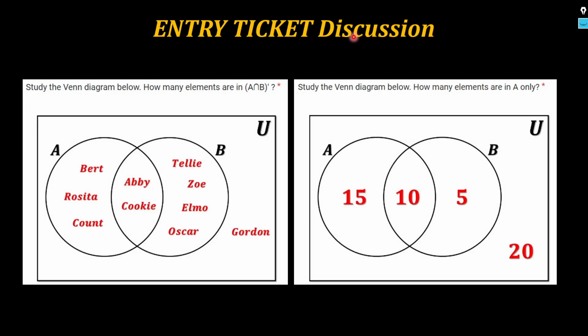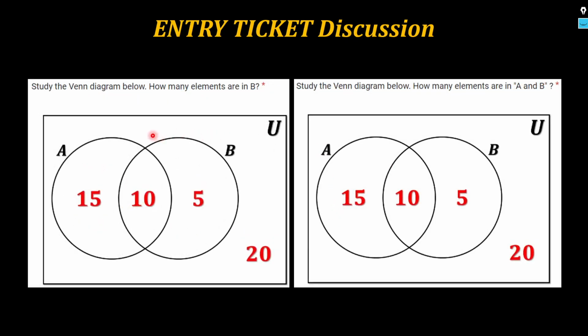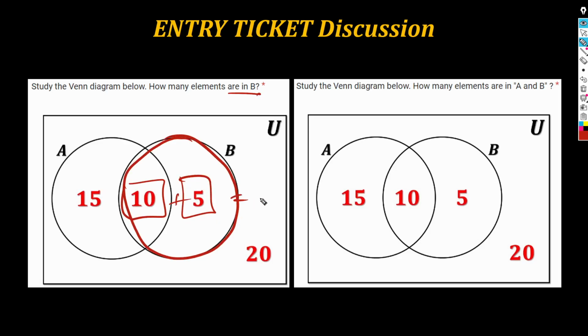Pretty simple. Next, study the Venn diagram. How many elements are in B? Okay, B. Hindi sinabing B only. Ang sinabi, how many elements are in B? In other words, it's the entire loop of B. So we count the 10 as well as the 5. So 10 plus 5 gives me 15. Tama? That's the number of elements in B.